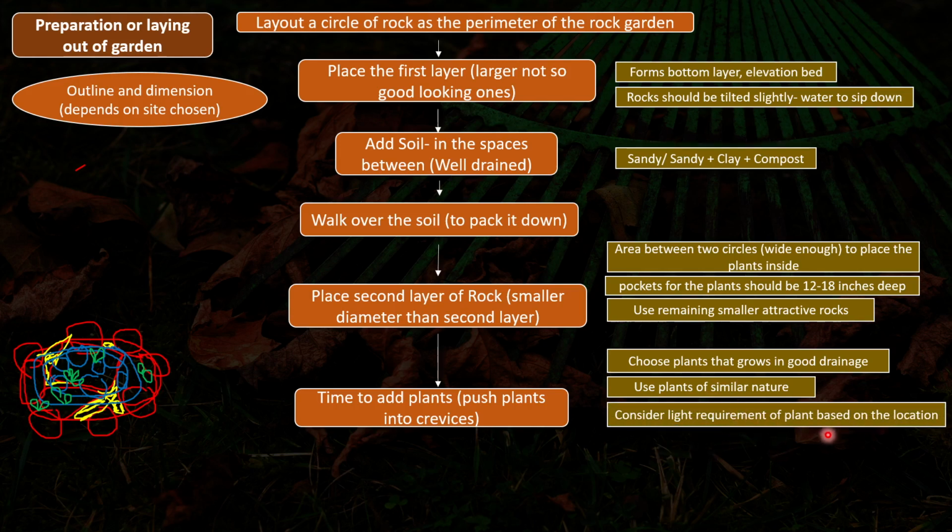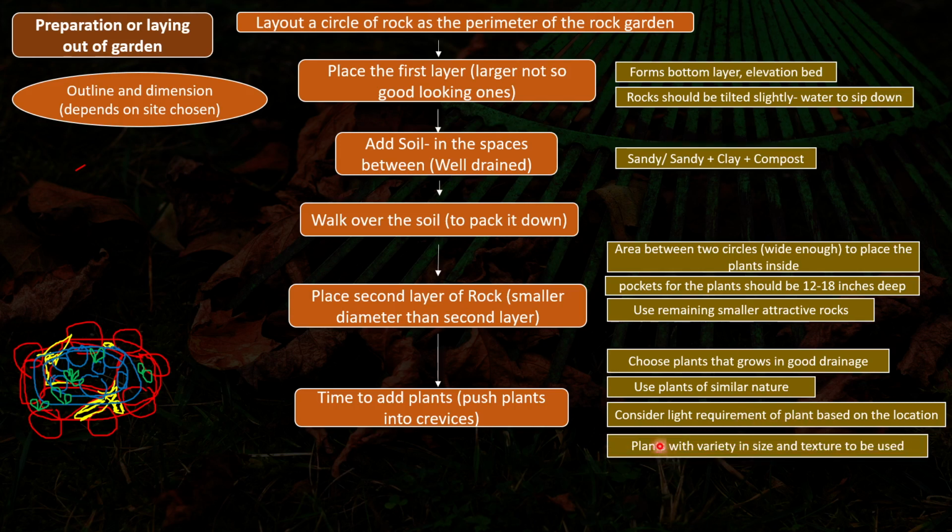Consider light requirements of plant based on the location. So where you place your rock garden, based on that you need to know the light requirement of the plant. There are some plants that might require like 6 hours of sunlight, some plants might require 3 hours of sunlight. So you need to choose your plant accordingly.